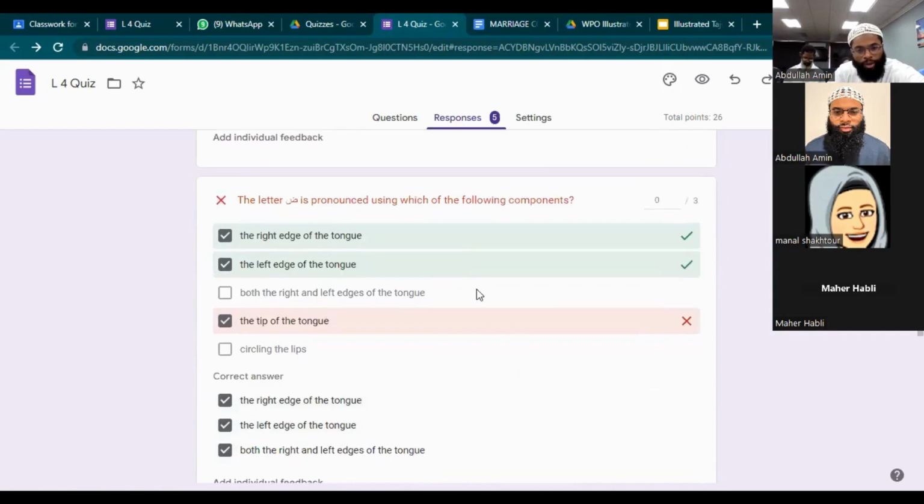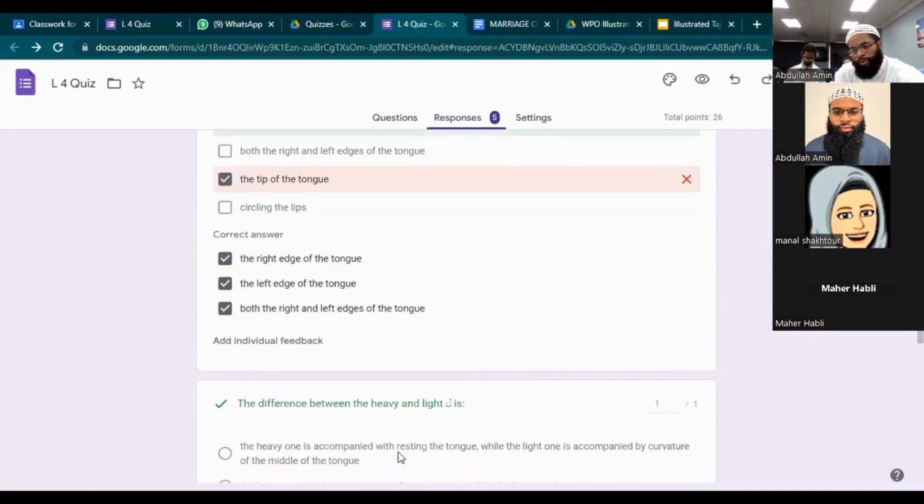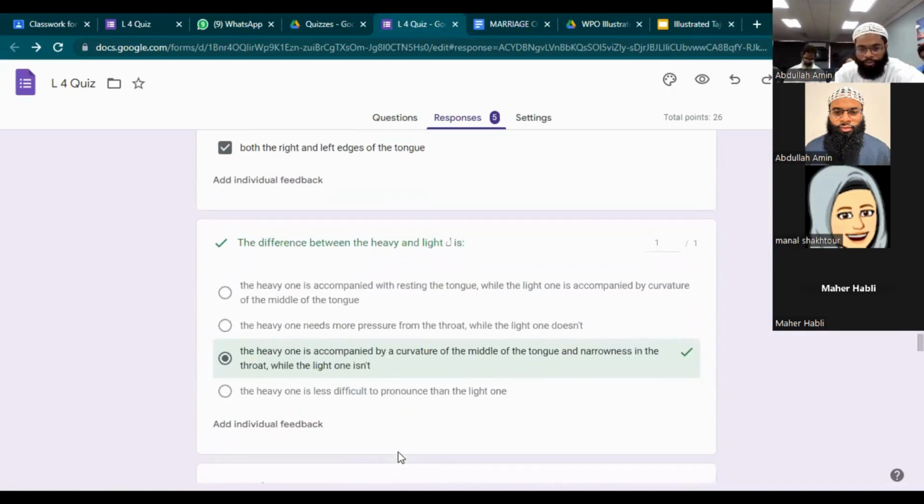The letter Dad uses the following components: the right edge of the tongue, the left edge of the tongue, or both the right and left edges of the tongue. So you can do the Dad either on the right side, or on the left side, or with both sides.